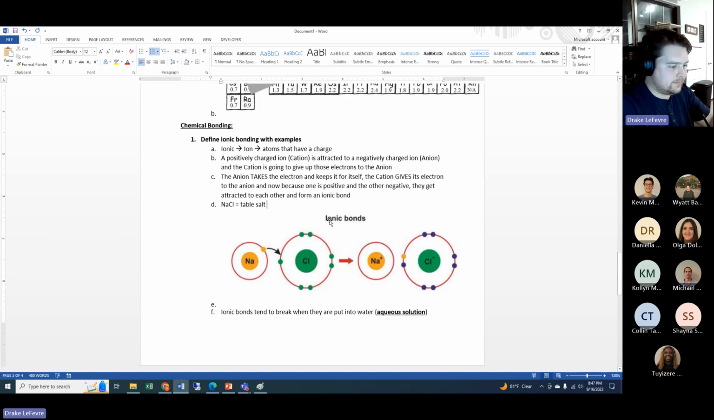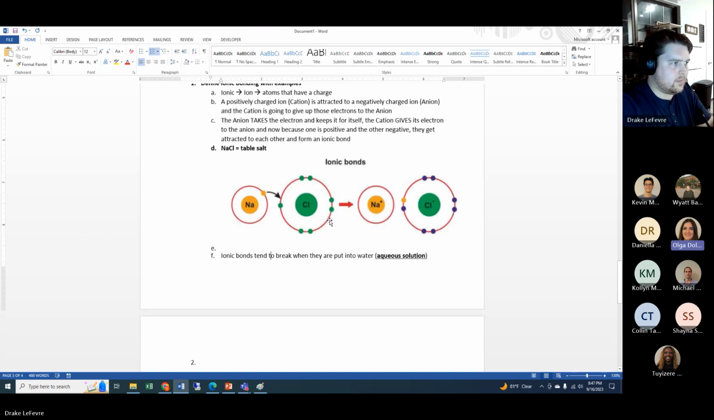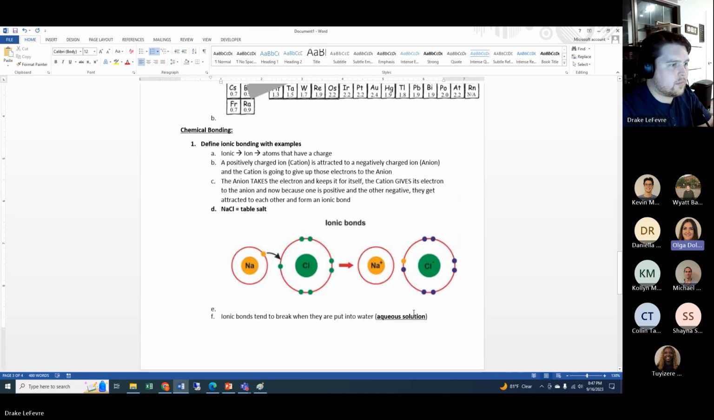Does that mean that ionic bond is like the weakest one? Yeah, ionic bonds are pretty weak. There should be a chart. I think he has one in his. I made one at some point, but it's just.